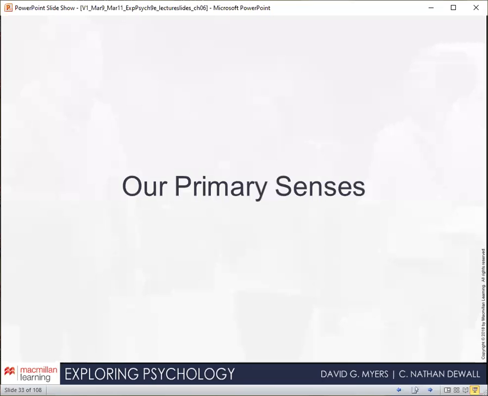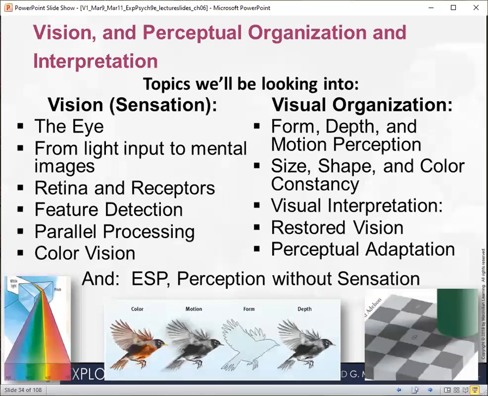All right, so now let's look at our primary senses. We'll be able to cover some of these before we get out of here today. Looking at our primary senses, we'll be looking at the eye, from light input to mental images, retina and receptors, feature detection, parallel processing, color vision, and we'll see visual organizational stuff a little bit later. We'll probably touch a little bit on some of the Gestalt stuff before we get out of here, and then we'll pick up on the rest later in the week.